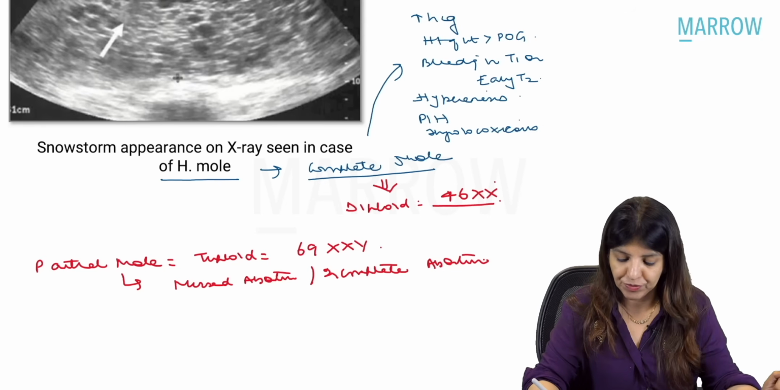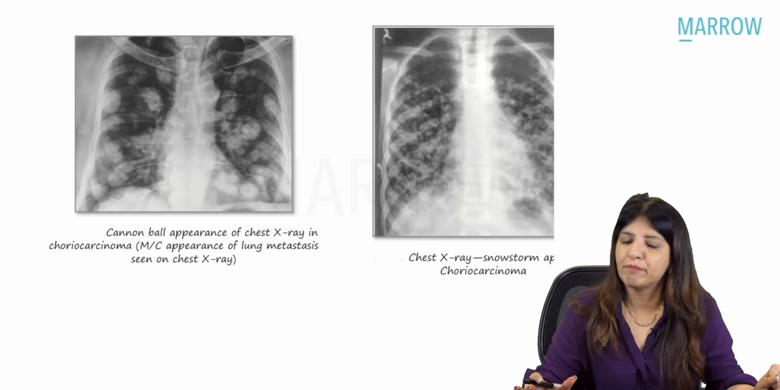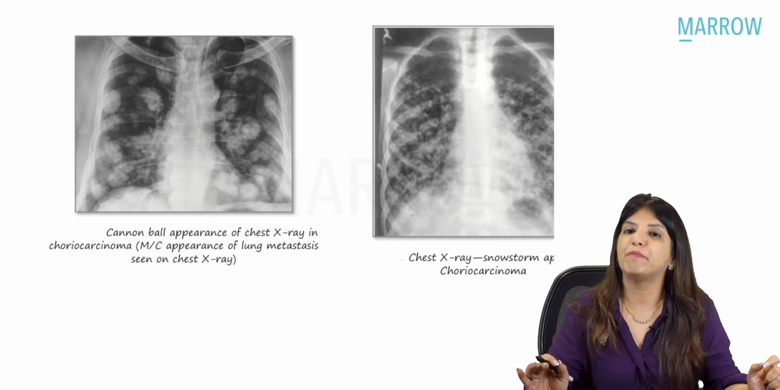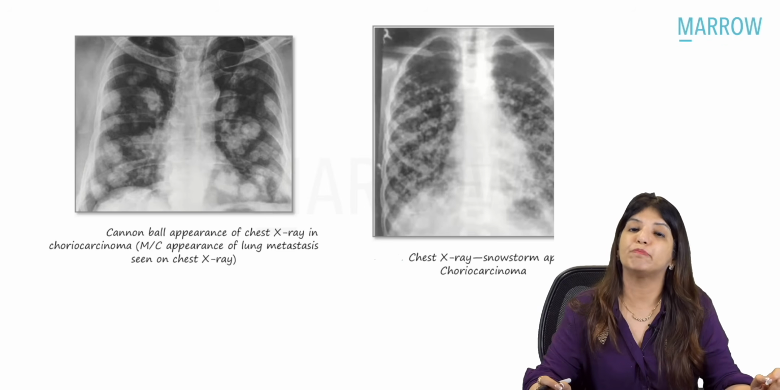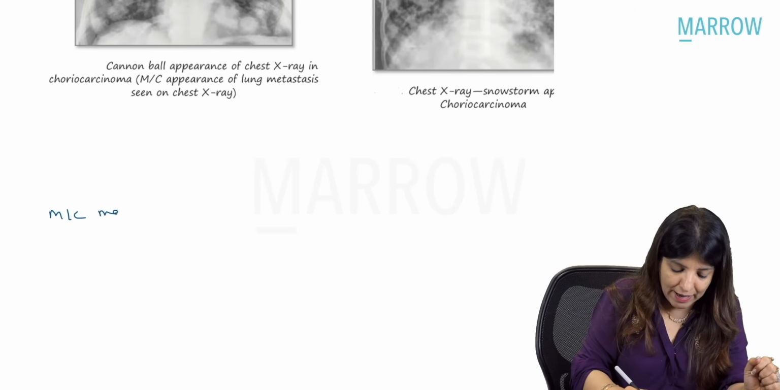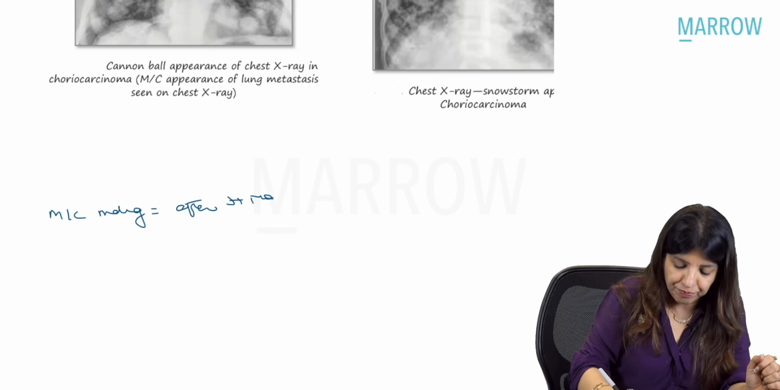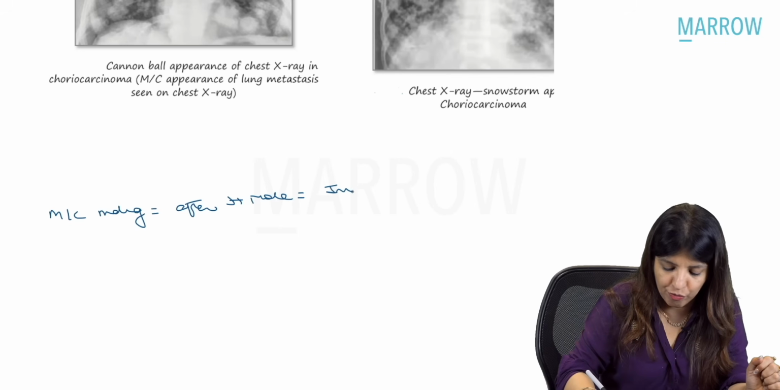Right? Then, in case of molar pregnancy, please remember that molar pregnancy is a benign disease of the trophoblast, but it has malignant potential. The most common malignancy which is seen after H-mole is invasive mole.